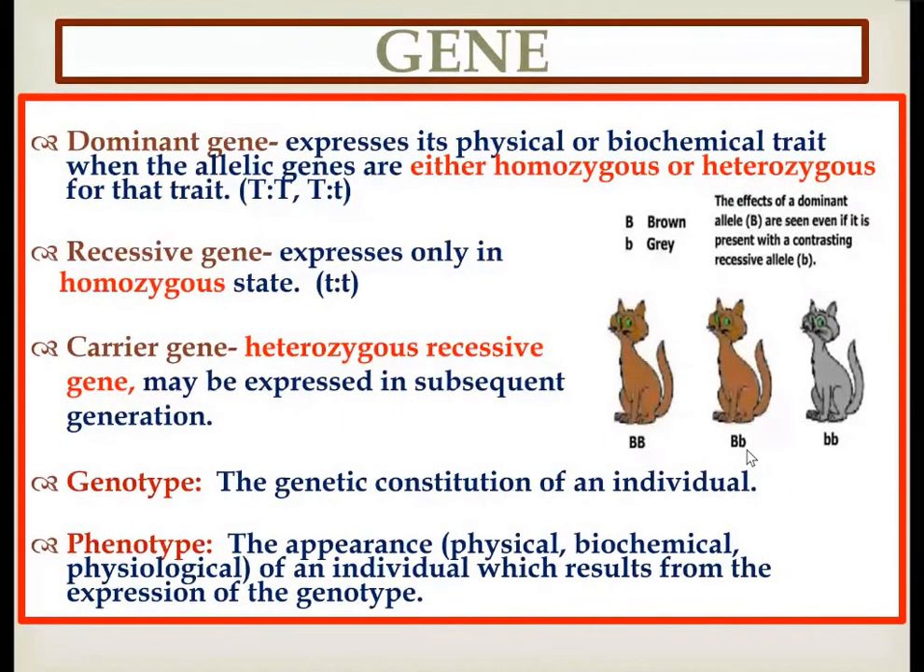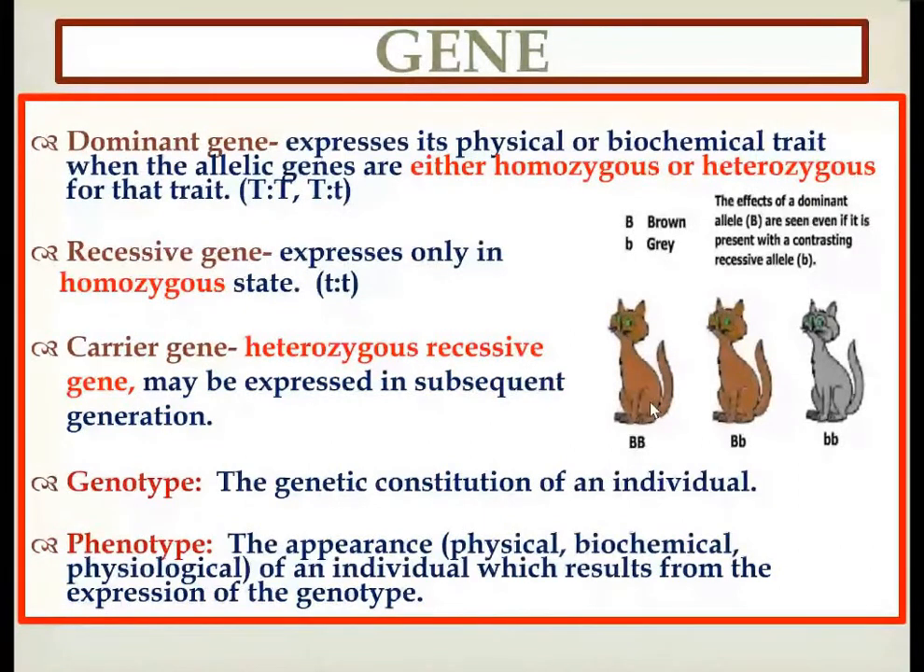Now next is the phenotype. What do you mean by the phenotype and what do you mean by the genotype? The phenotype, just see this example over here. The color that we see is known as the phenotype. So the outer appearance, the physical, biochemical, psychological appearance of an individual, which results from the expression of the gene, is known as the phenotype. Whether it is tall or short, or what color it is, they all come under the phenotype.